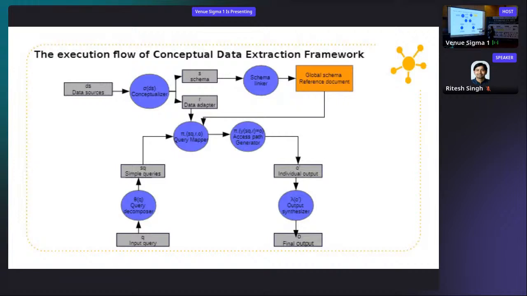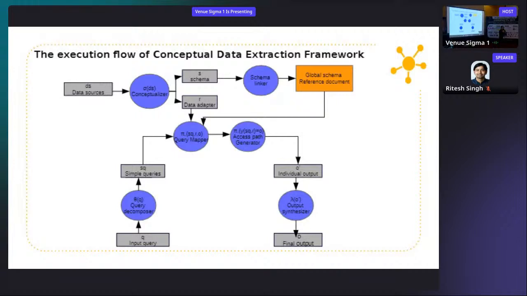When we fire an input query, it goes to the query decomposer, which generates simple queries that are then fired on an individual data source. These simple queries, with the help of the global schema, query mapper and the access path generator, facilitate access to individual data sources. Output from the individual data sources is collected and given to the output synthesizer, and the final output is generated.